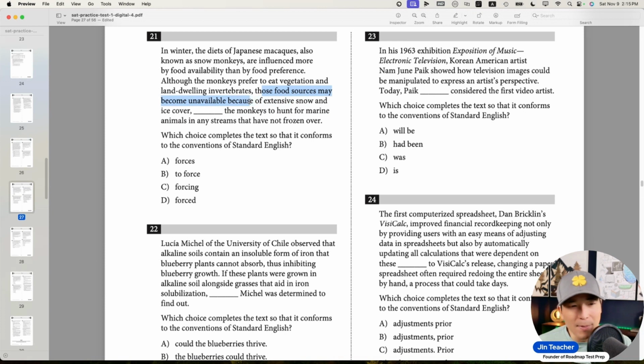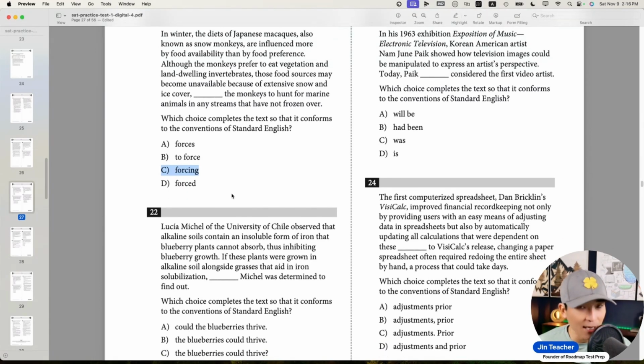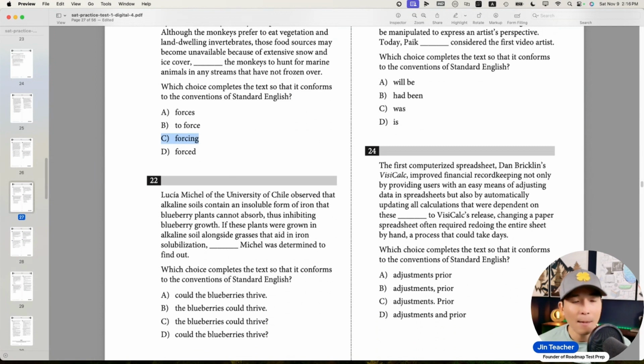So the food sources become unavailable. Think about that: no longer do you have food sources. And then the next piece of information, what happens next, is the monkeys are forced to hunt for marine animals, right? So that's how these ing phrases are typically used when they're part of sentence structures like this. This is why, you guys, C would be the correct answer for this question. A lot of good pieces of knowledge. That was a question where I taught a lot, but there was a lot of important information for you guys to know.